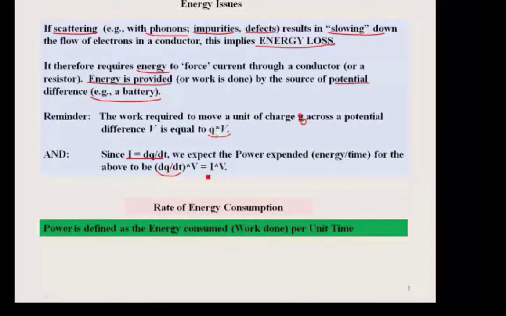But that's the current, and so the power expended in having current drop across a potential V is equal to I times V. So what we're talking about is the rate of energy consumption. Power is defined as the energy consumed or work done per unit time.